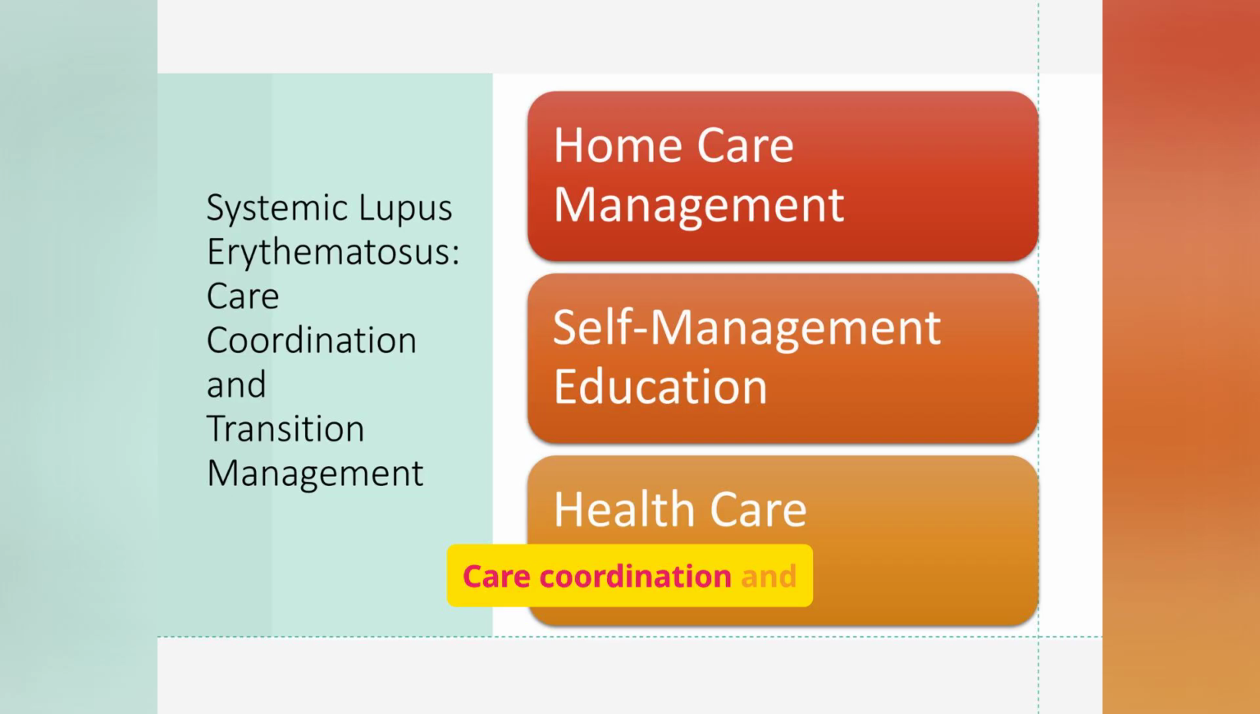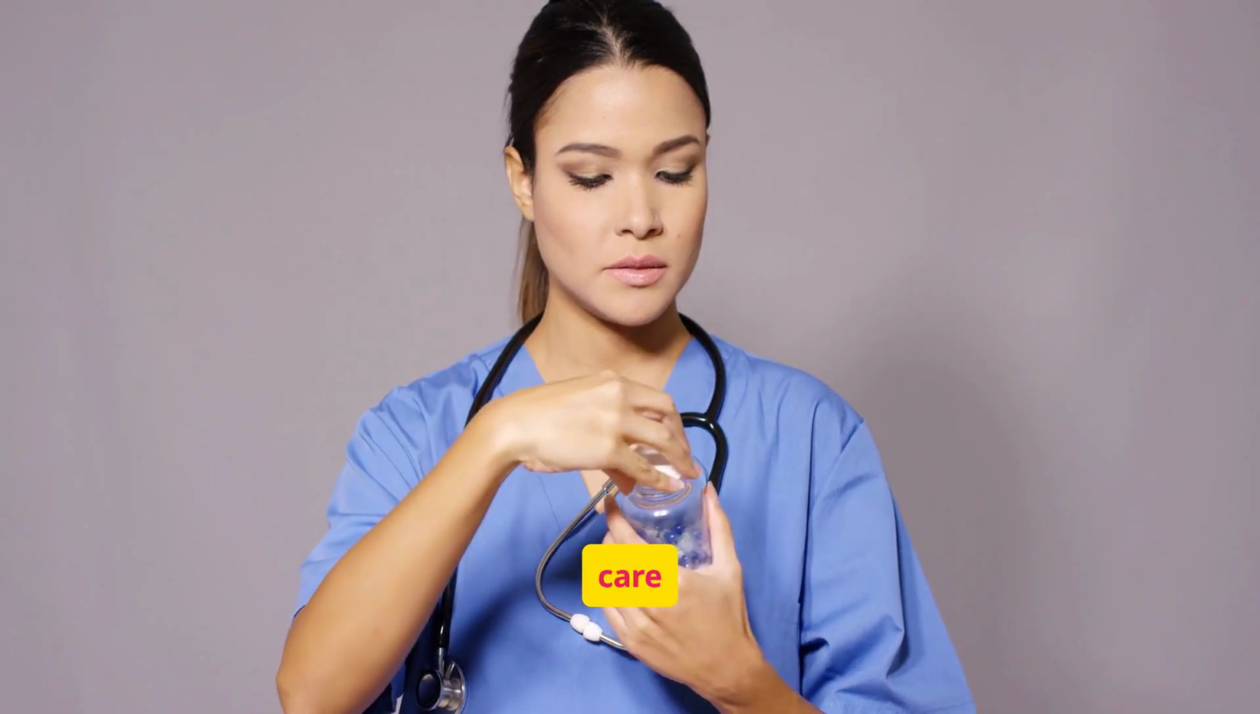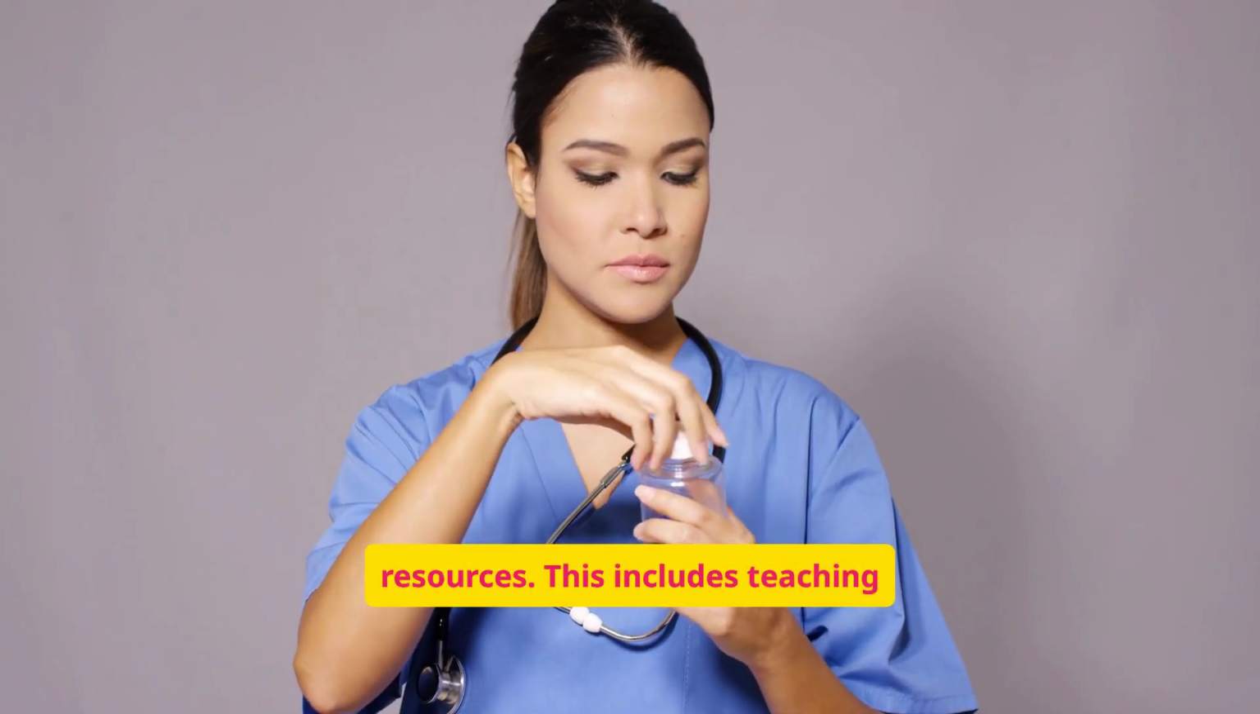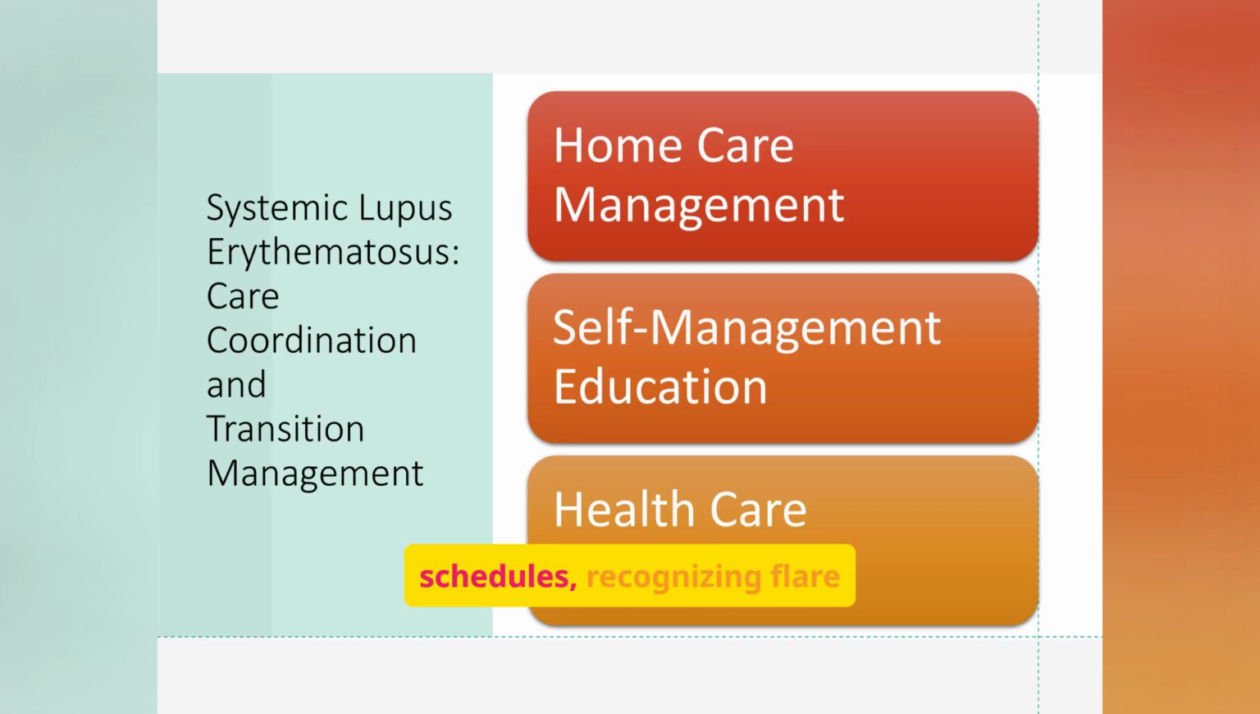Care coordination and transition management for systemic lupus erythematosus involve home care management, self-management education, and healthcare resources. This includes teaching medication schedules, recognizing flare signs, and connecting patients with specialists like nephrologists or dermatologists. Nurses also coordinate follow-ups and ensure the patient understands when to seek emergency care.